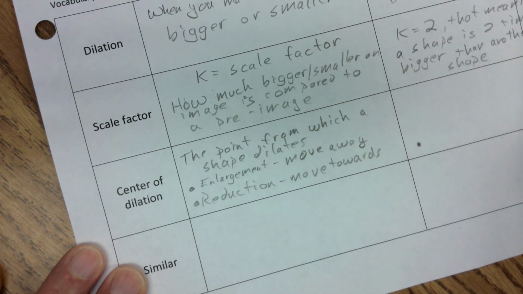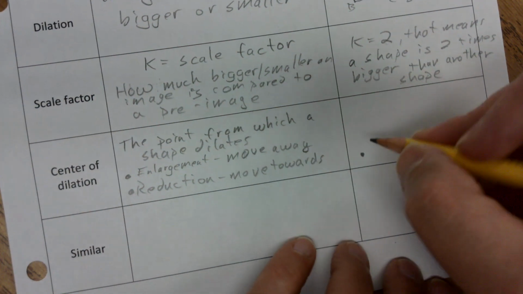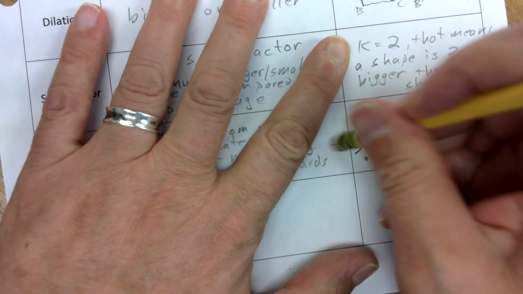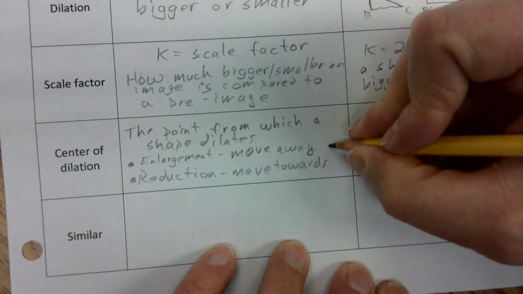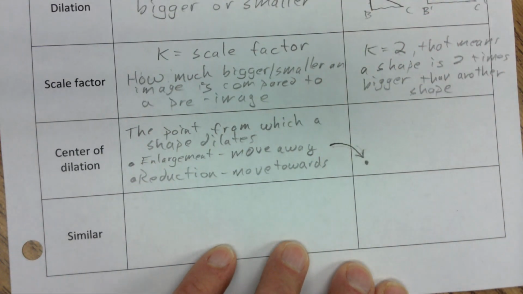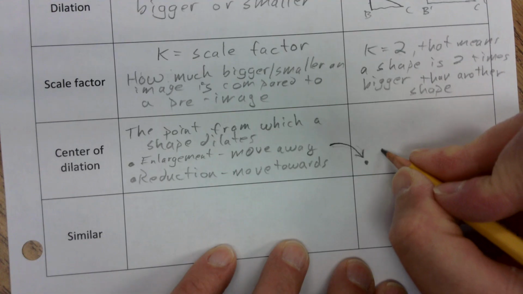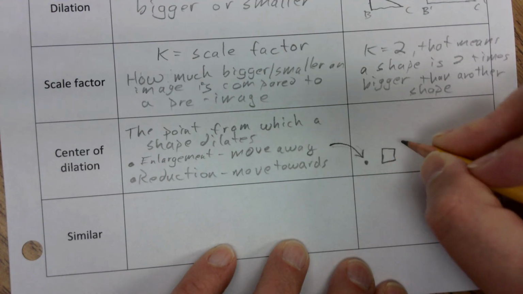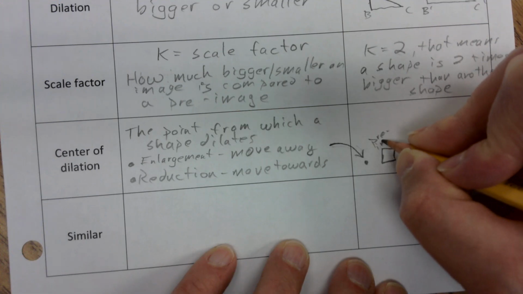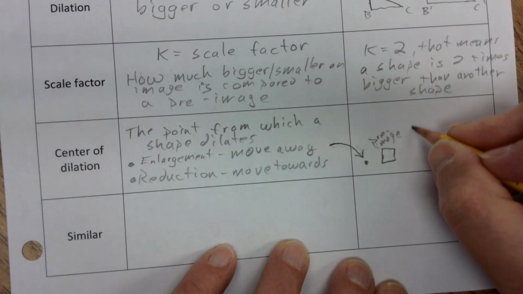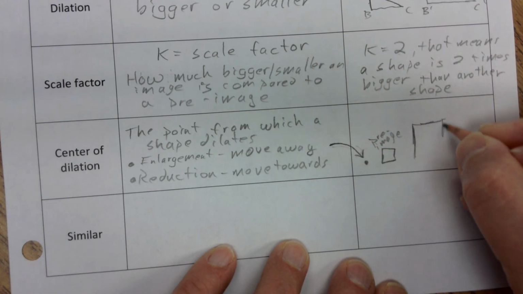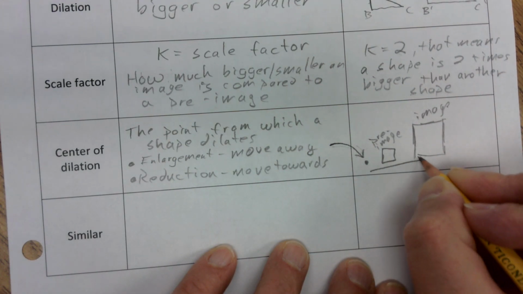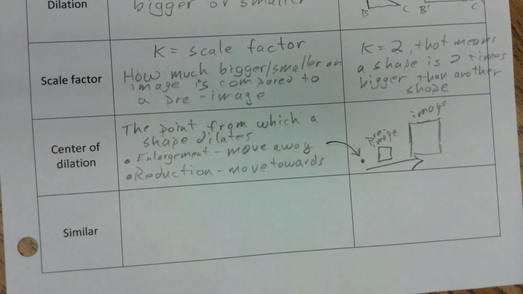Okay, so if I have like, this is my center of dilation right here. Let me make a better arrow that actually points to it. Okay, so if I have a square here, right, then this is the preimage. Okay, and it's getting bigger. It's going away from that center of dilation.